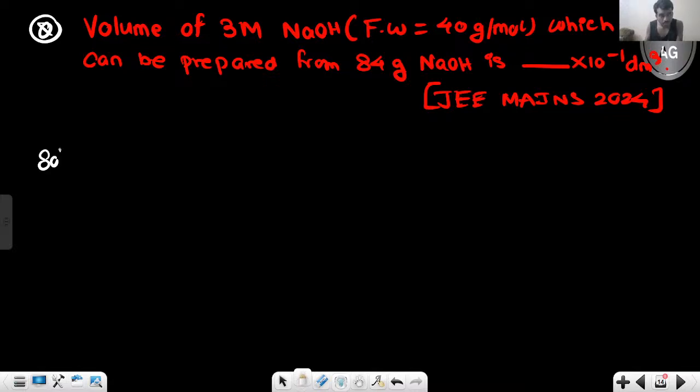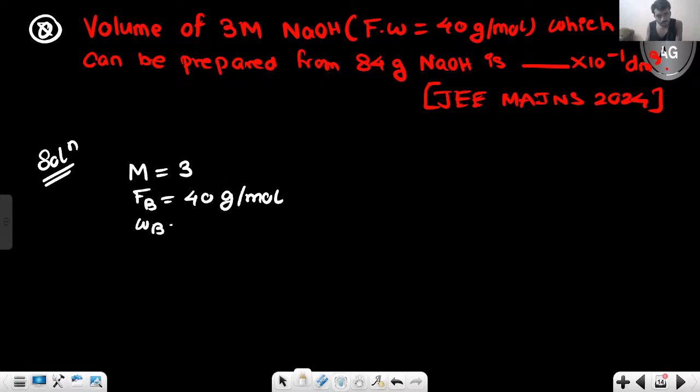Solution. Volume of 3 molar NaOH. So what is given? Molarity is given, 3. Very good. Formula mass is given, 40 gram per mole. Which can be prepared from 84 gram NaOH. So given weight is given as 84 gram. So now it is asked to find out the volume. So that's an easy question.